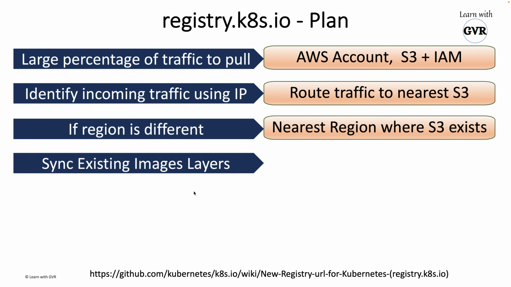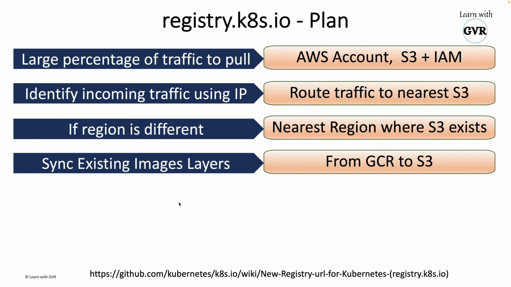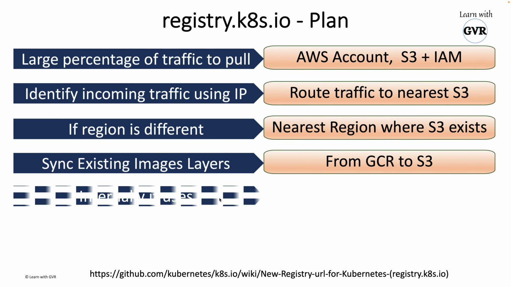And the old images that are in the GCR will also be copied to S3, in case somebody is using any older version like 1.24, 1.23, etc., right. AWS EKS is still using 1.23, right. So for them they will use this S3, right.